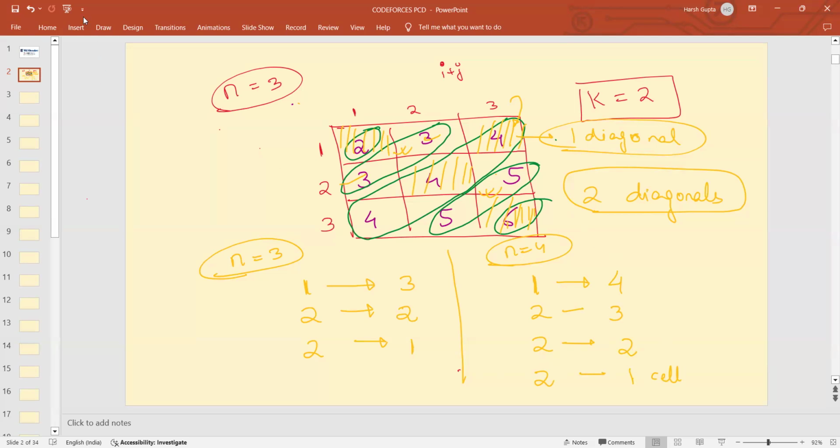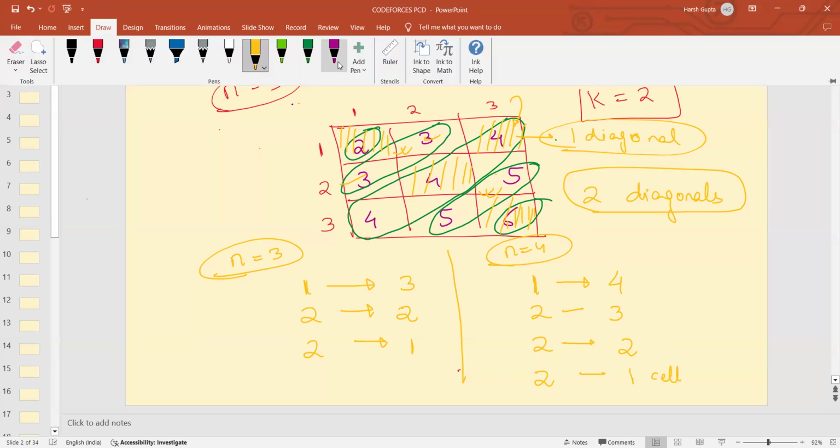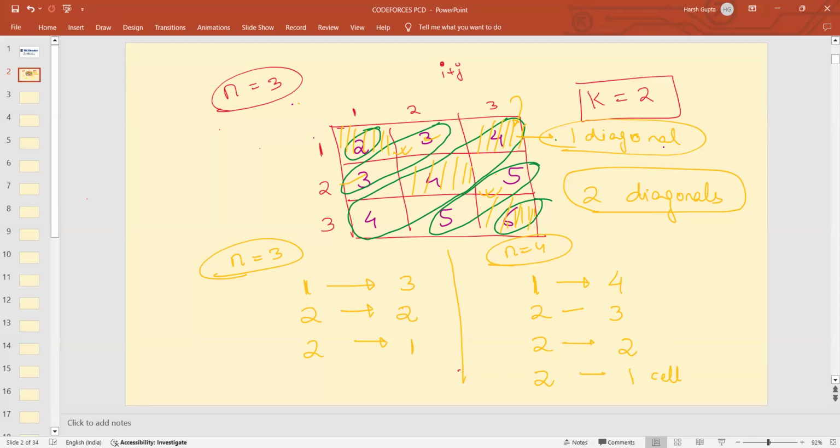So what will you do now? You will greedily fill the cells. What is your aim? Your aim is that the minimum number of diagonals should be occupied, and you know that even if a diagonal contains at least one chip, we say that the diagonal is occupied. So now, let's suppose I tell you that I want to fill 5 cells.